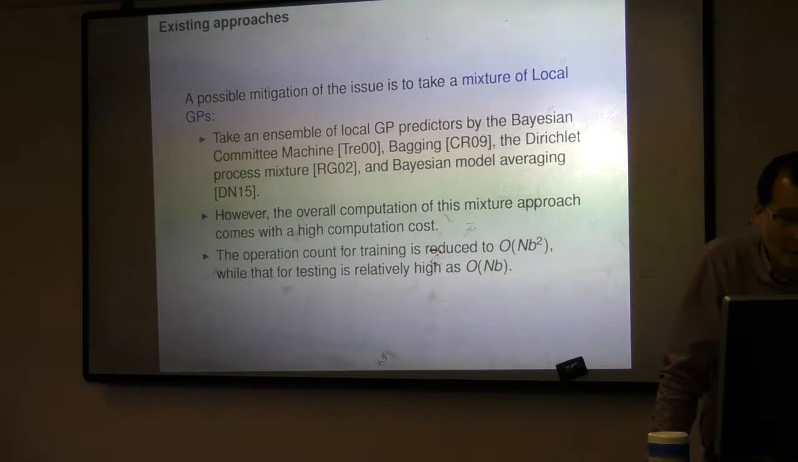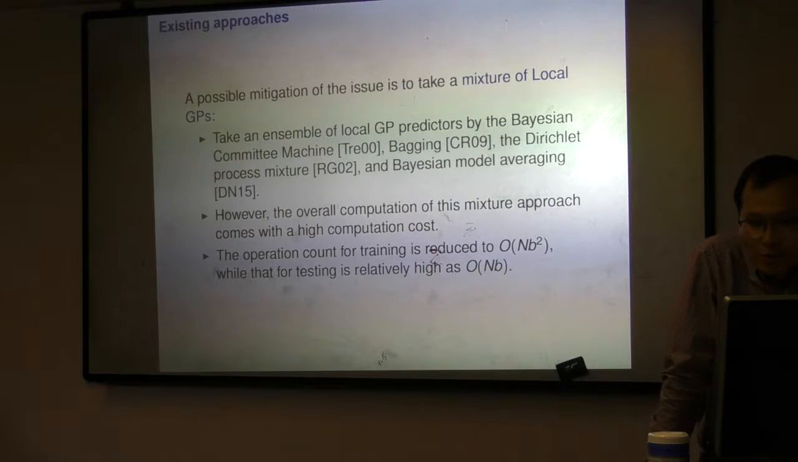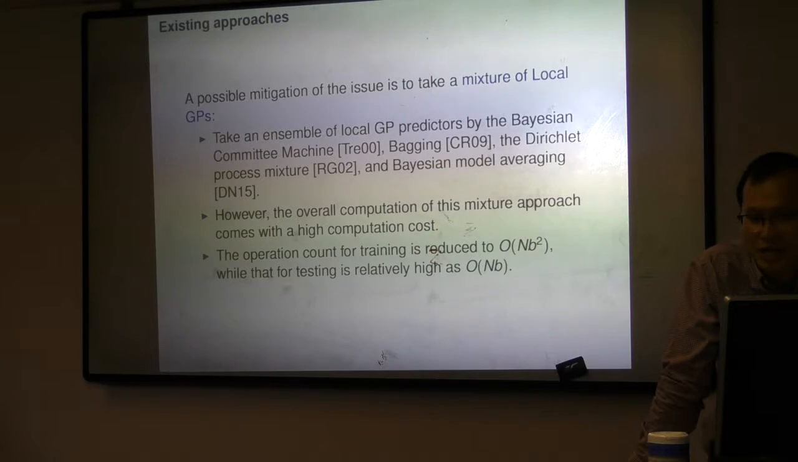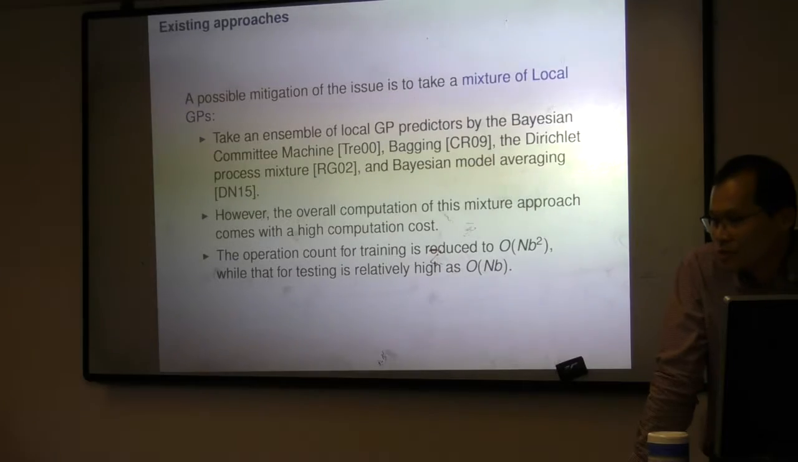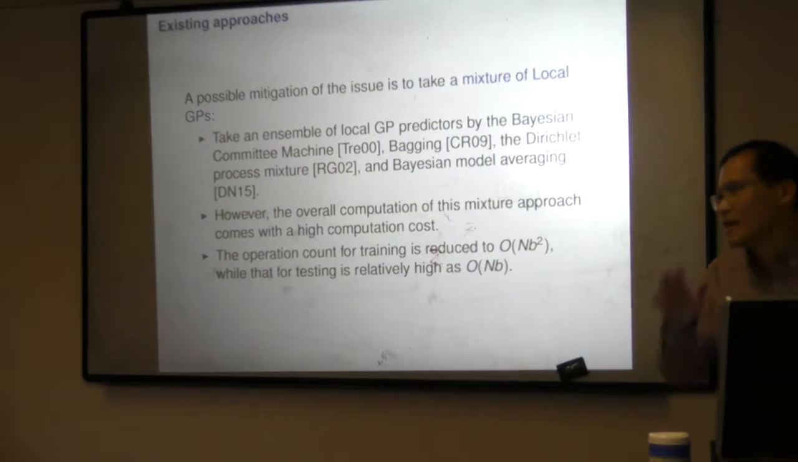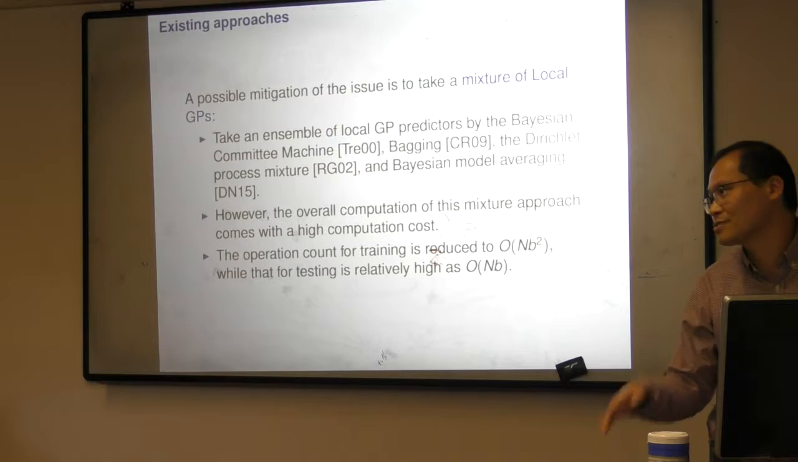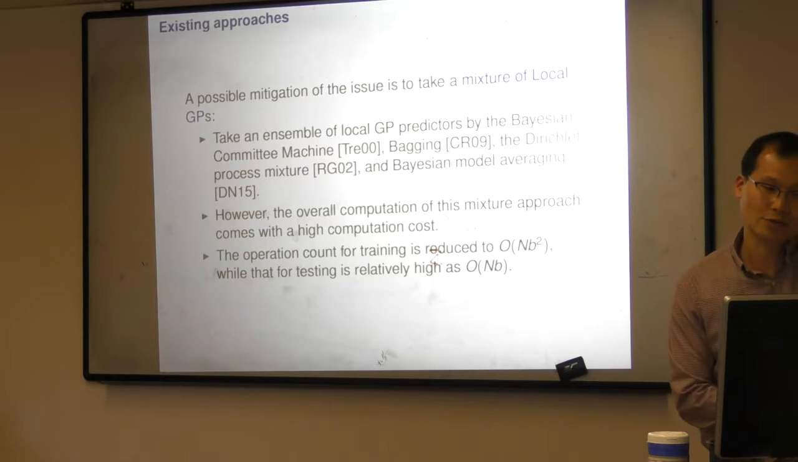So a possible mitigation of this issue is taking a mixture of the local models. Lots of ensemble approaches have been proposed. First is the Bayesian committee machine, and then bagging, Dirichlet process mixture, and Bayesian model averaging. Those ensemble techniques are pretty general, and they borrow the idea of ensemble learning for combining the local GP predictors, making a weighted average of the local GP predictions. Then you have one single prediction.